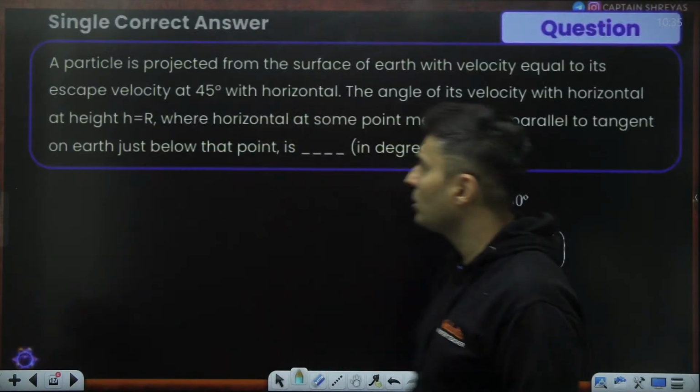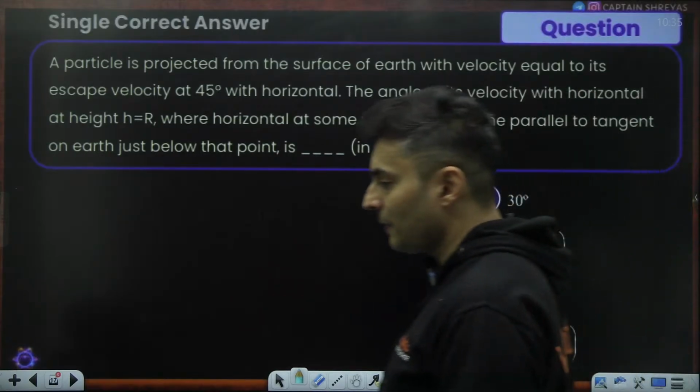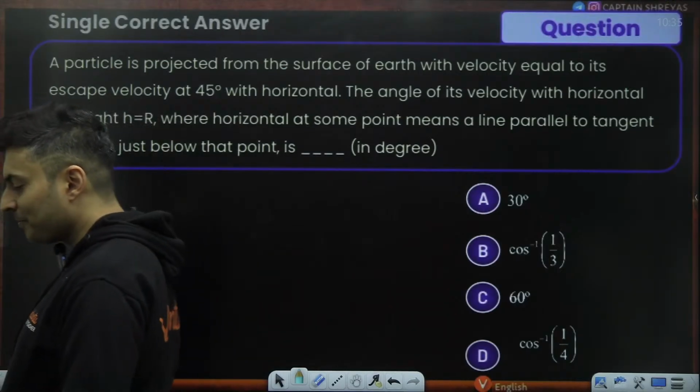Moving on to the next question on your screen. There is a particle which is thrown from the surface of the earth with some speed equal to the escape speed, at 45 degrees with the horizontal. The angle of its velocity with the horizontal at height equal to r, where horizontal at some point means a line parallel to the tangent below the point, is in degree. Interesting question, guys. This is going to be a very, very interesting question.